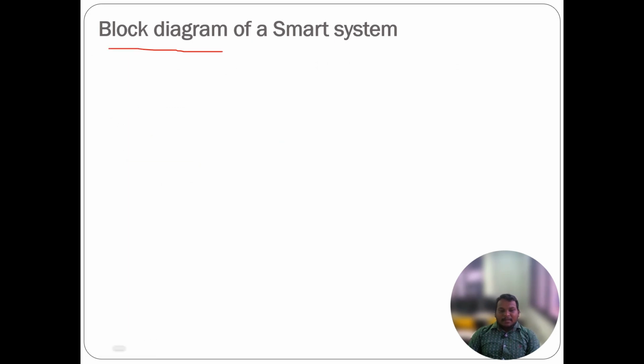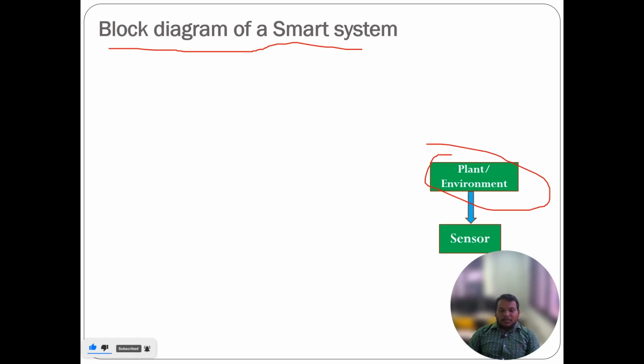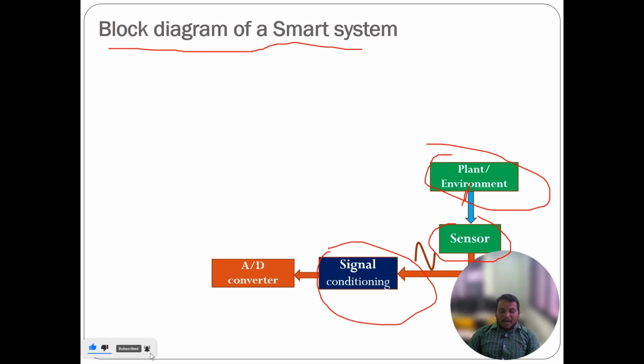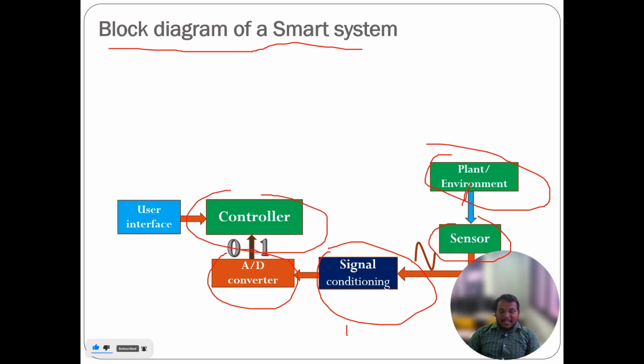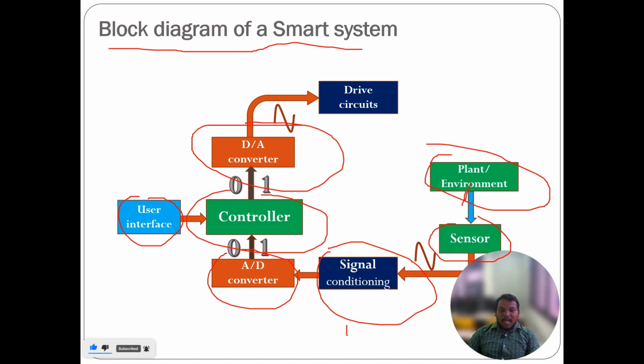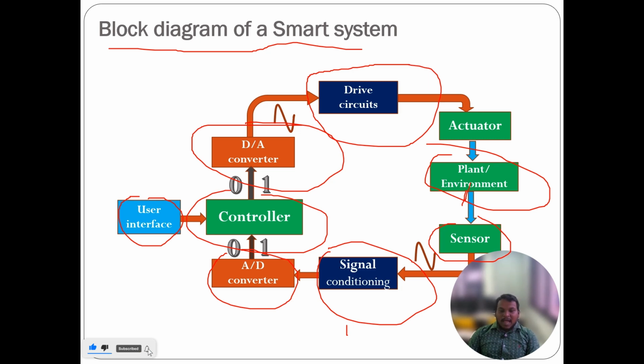What is the block diagram of the smart system? First, the plant. We use the sensor to sense the data from the plant and send it to signal conditioning, which converts it through an analog to digital converter. Next, it is connected to the microcontroller. We also take the data from the user interface and convert it through the converter. Again, we send the required data to the drive controllers and actuators.